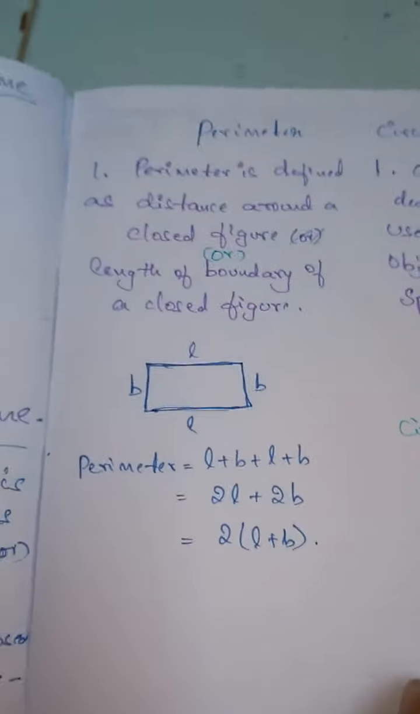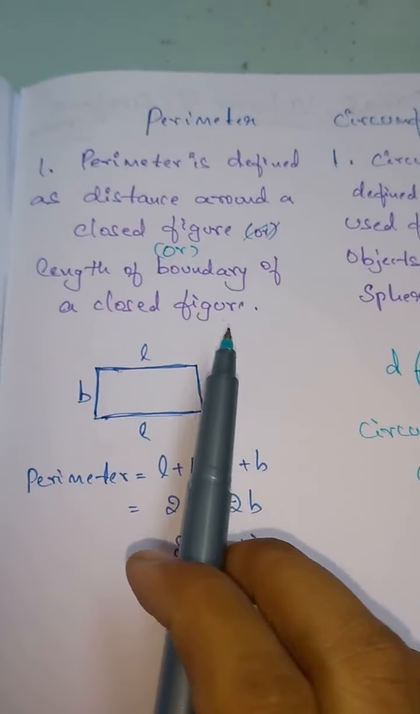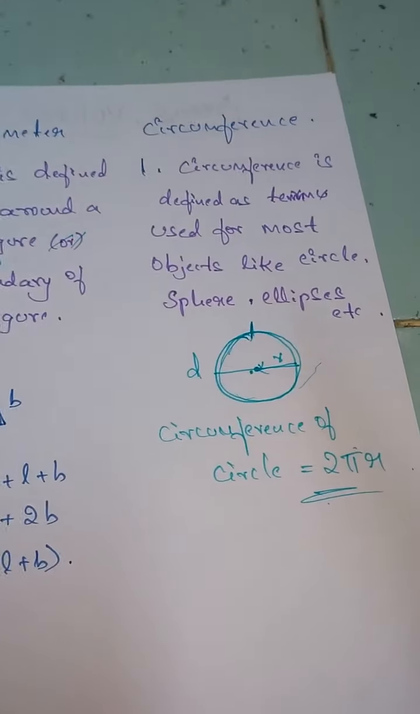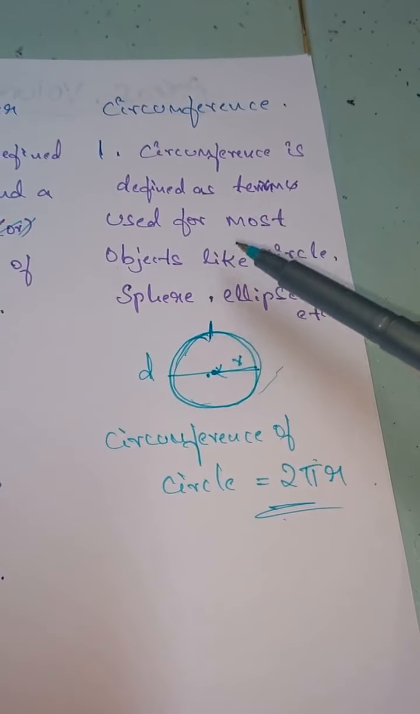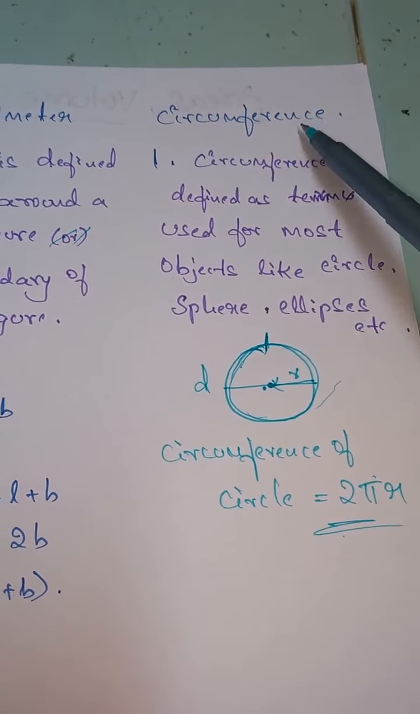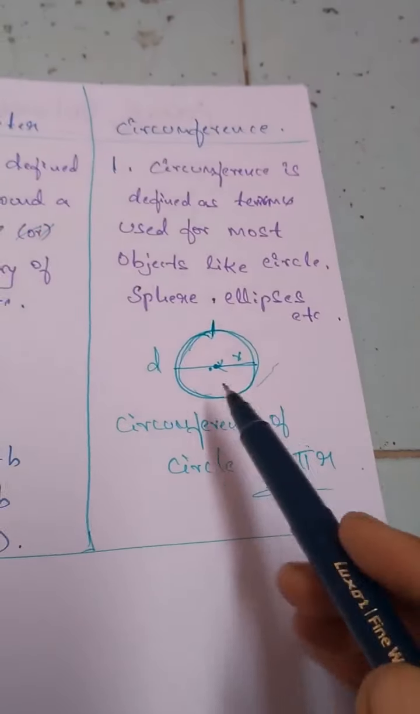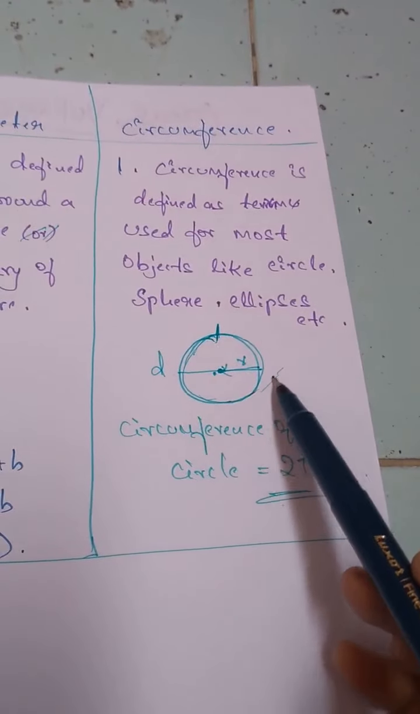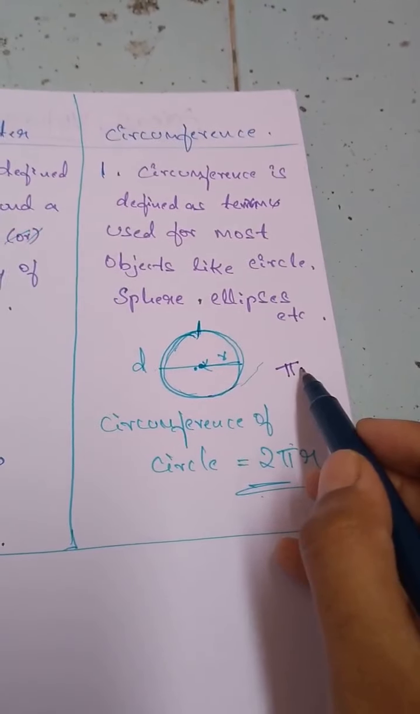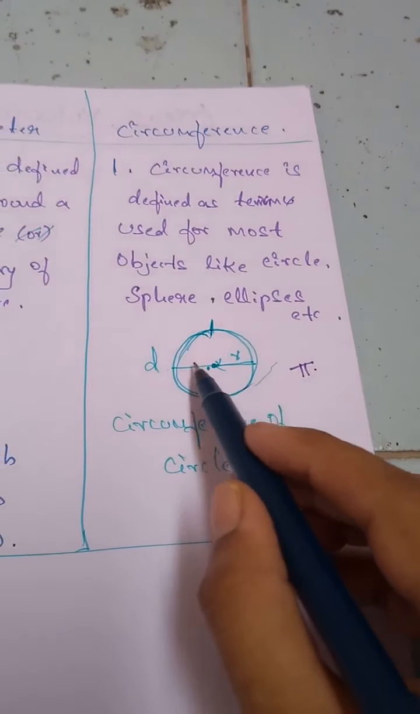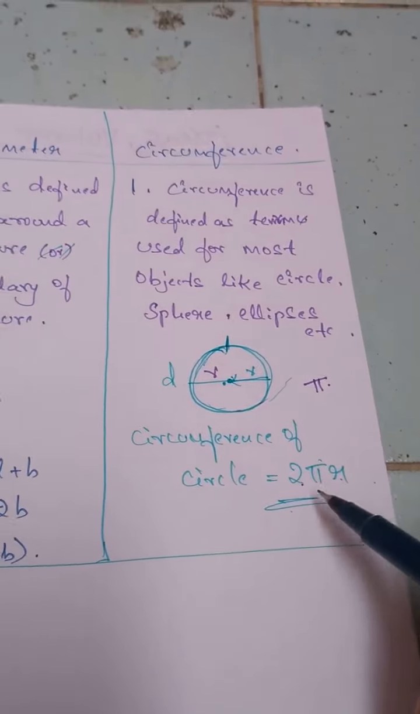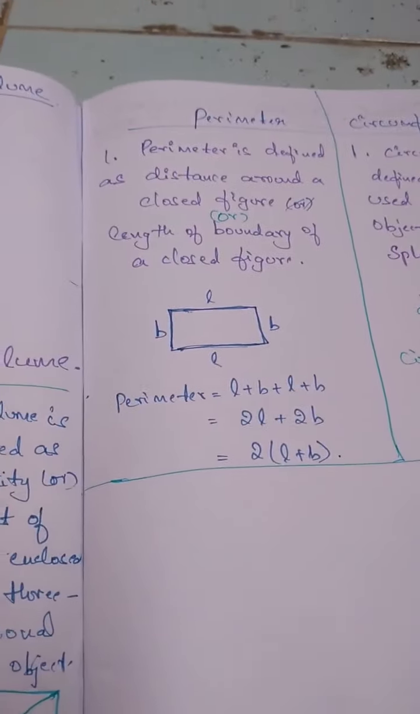Whereas for objects that are 2-dimensional or 3-dimensional, we call it the perimeter. If it is a round shaped object, we call the term circumference. Once again, see this one rotation means 360 degrees. That is a pi. So pi into 2 of r. This r plus r, that is 2r. So 2r into pi becomes the circumference of a circle.